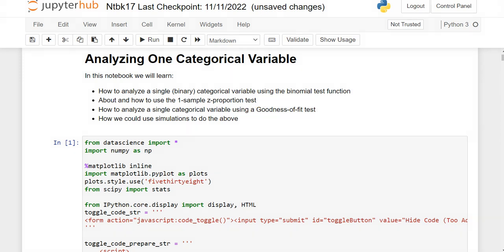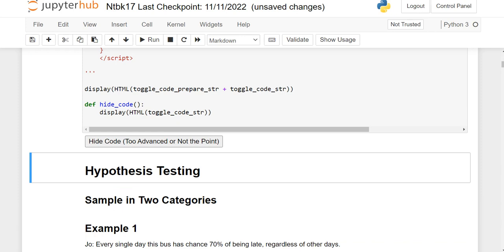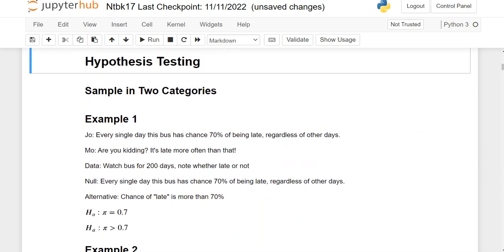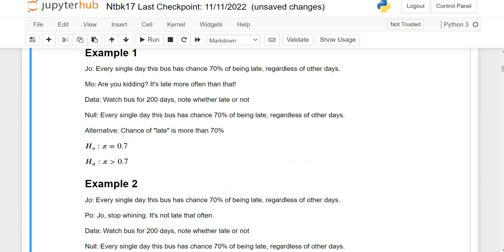So what are we doing? We're testing a probability model. Okay. We are going to test a probability model, and the first one's rather interesting. So we're doing hypothesis testing, and they give us example one. Joe and Mo are arguing about how often the bus is late. And notice that Joe has the null hypothesis, right? That's going to be our H sub 0, that the bus is late 70% of the time. Okay. And then we have Mo, who says the bus is late more than 70% of the time.